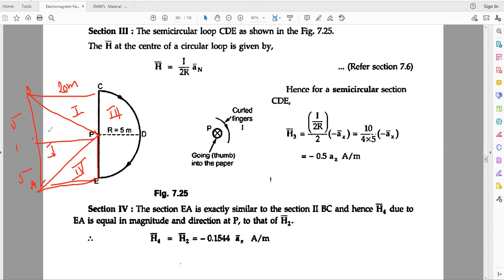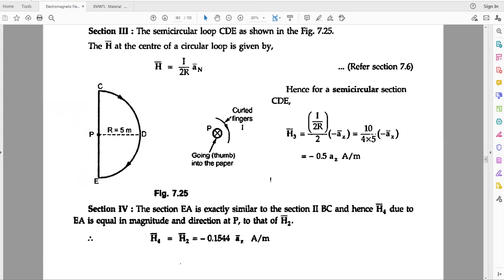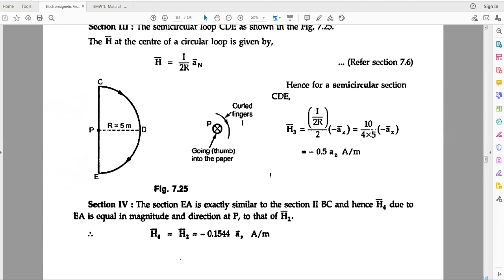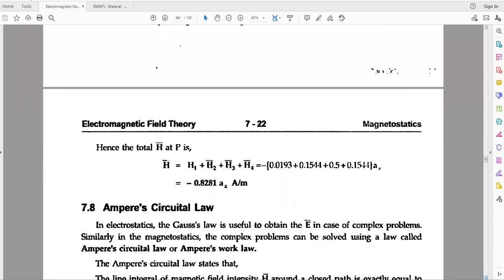The first section we can find here, and the second section, and the third section, this is the second one, second, third, and the fourth. Fourth is similar to the second of BC, 0.1544. Totally the H bar is equal to H1 plus H2 plus H3 plus H4. Add all the terms. It is in the direction of AZ, minus 0.8281.